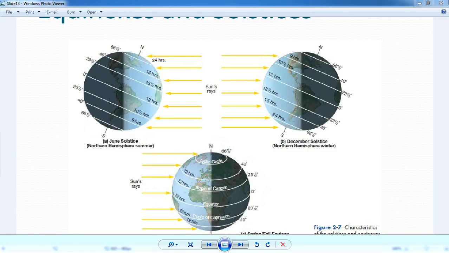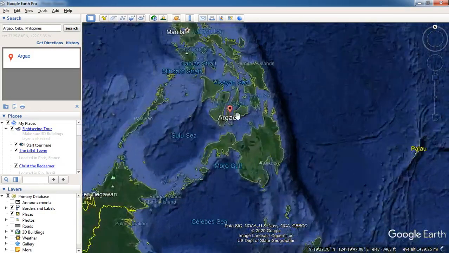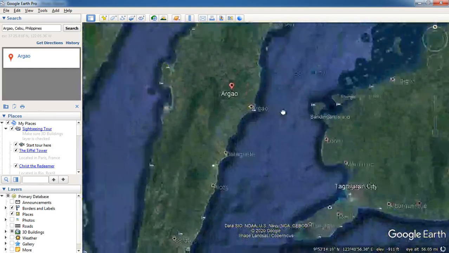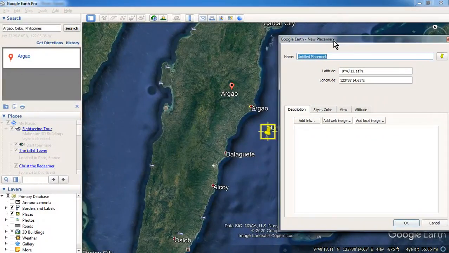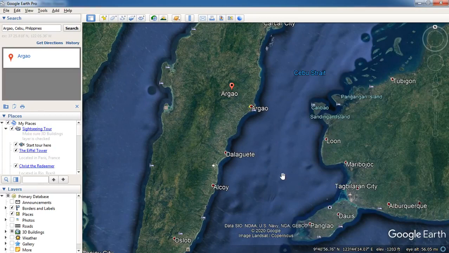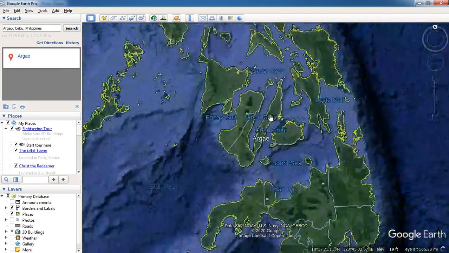Let's see. How about Argao? Asa man located ang Argao? Pila man ta latitude na to? If this is Argao, approximately, ang Argao is around 10 degrees. 9 degrees, 52 minutes. Okay? So, Argao is located 10 degrees north. Now, kabalo na ta sa tong klima.